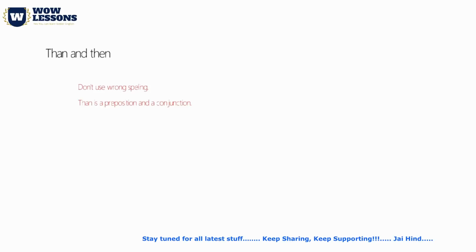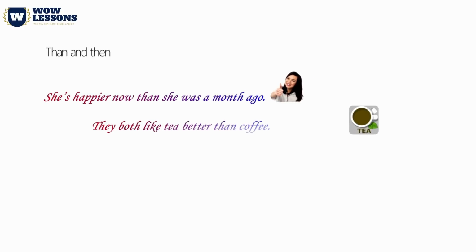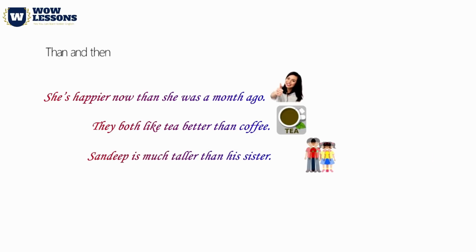T-H-A-N, than, is a preposition and conjunction. It's mainly used when people compare one person or thing with another. We use than to introduce the second part of the comparison. For example, she's happier now than she was a month ago. They both like tea better than coffee. Sandeep is much taller than his sister.